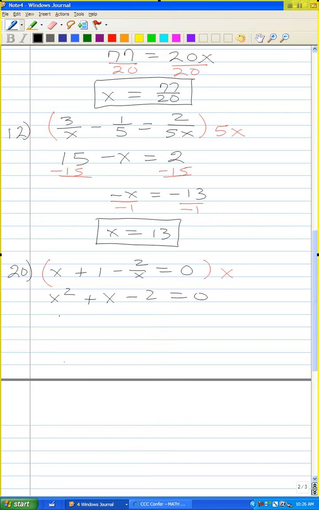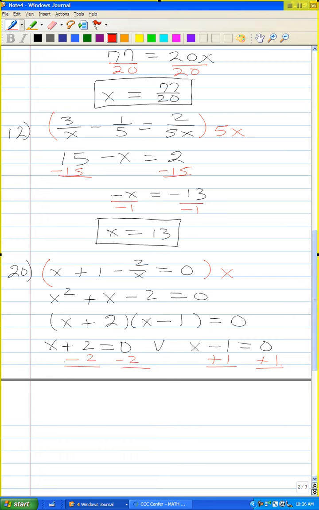Now, factor. It's a monic polynomial, so I can factor this easily. I want to find two whole numbers whose product is 2 and whose difference is 1. Well, 2 and 1. Set each factor to 0 and solve for x. Subtract 2 from both sides. Add 1 to both sides. And so x is equal to negative 2. x is equal to positive 1.